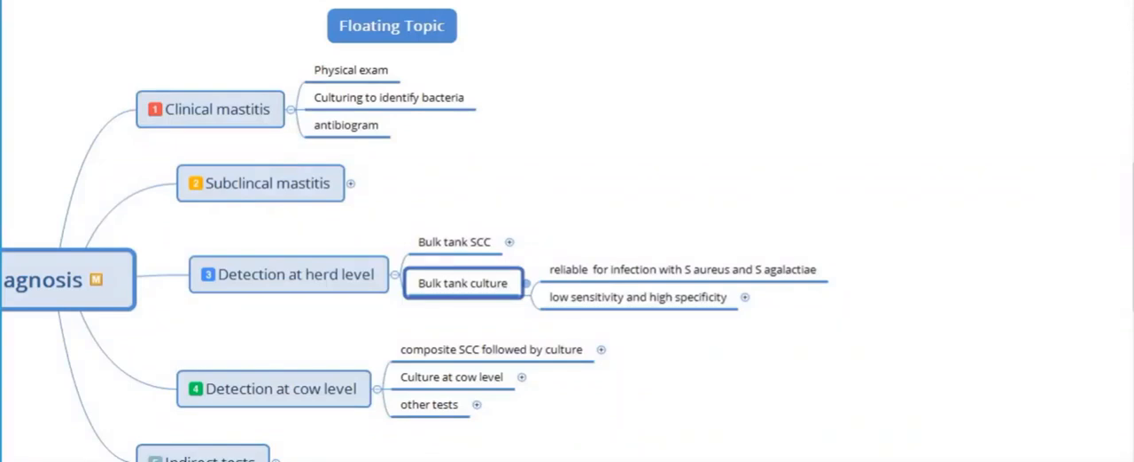So another thing to do is that you can directly go for culturing the milk from the bulk tank. But the problem is that this can be reliable when you retrieve Staphylococcus aureus or Streptococcus agalactiae, but you cannot be sure if you are retrieving some other organism. Suppose you get E. coli in the milk, then generally you may get coagulase negative Staphylococci. So these can be from other sources also. So the sensitivity is low, but you can say relatively high specificity is there, and there can be false positive cases because you may be isolating microbes from other sources also.